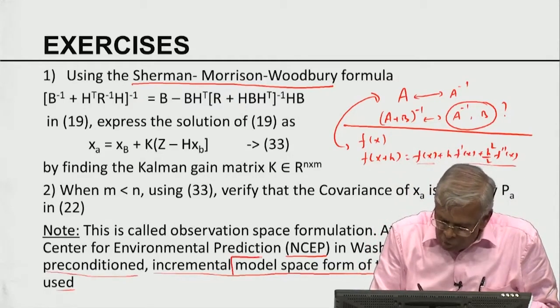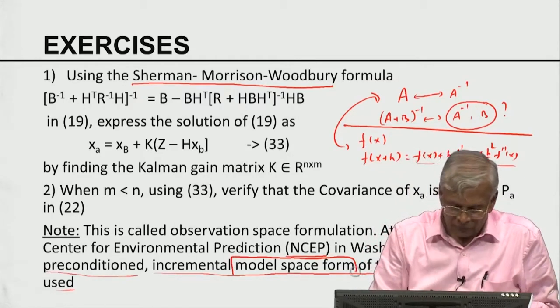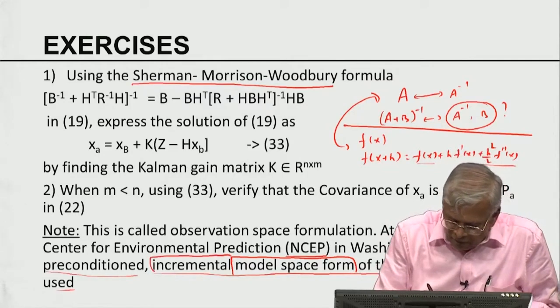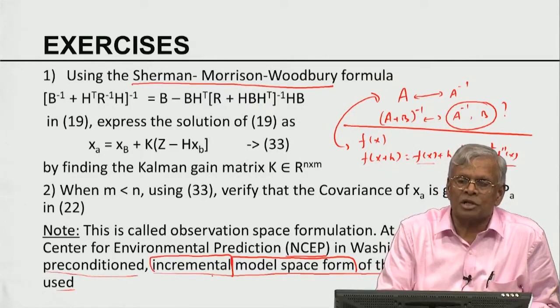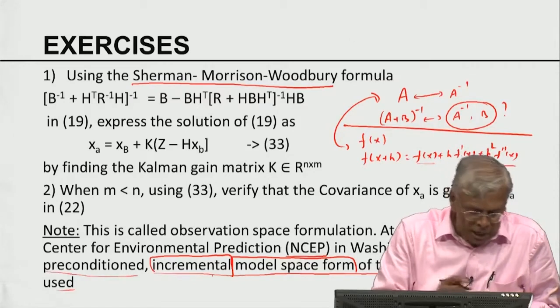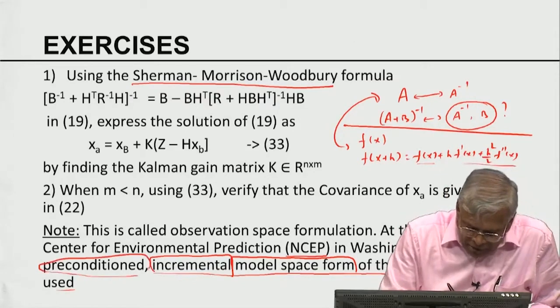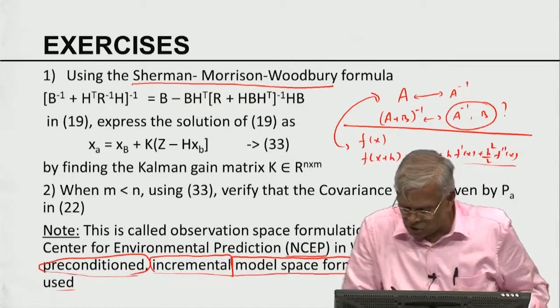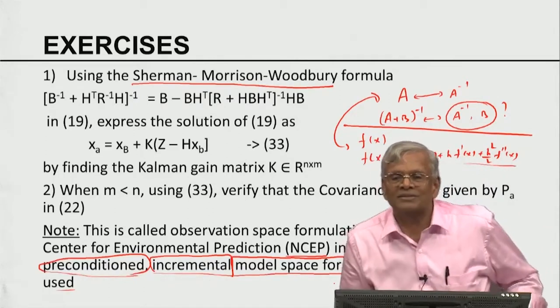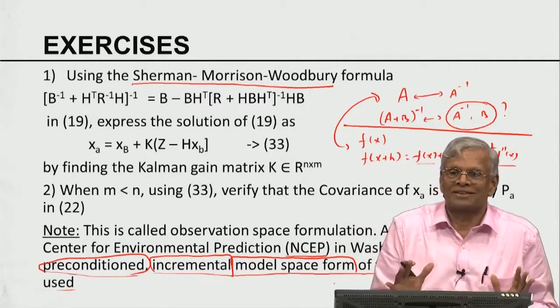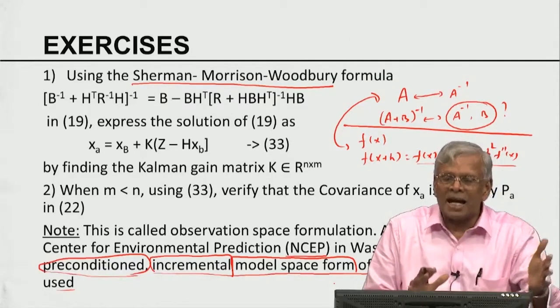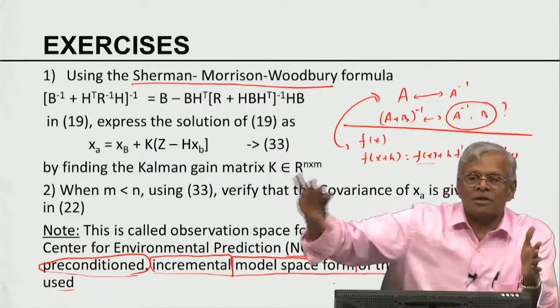So they consider the spectral model. They do a model space formulation. They use an incremental version. What is the incremental version? Delta x. They use the preconditioned incremental model space formulation of the spectral model. I hope you all now appreciate that. That means there is a background, and I want to have the analysis.